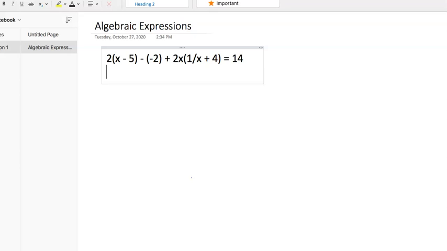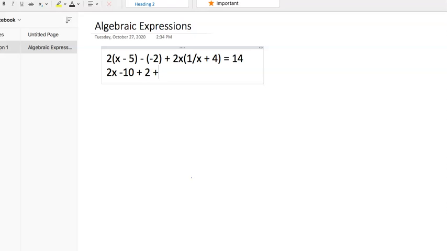So we start off with the distributive property, right? So we go 2 times x is 2x, 2 times -5, -10. So we got 2x minus 10 first, and then it says minus -2, right? You remember that 2 negatives makes a positive, so that's going to be plus 2.